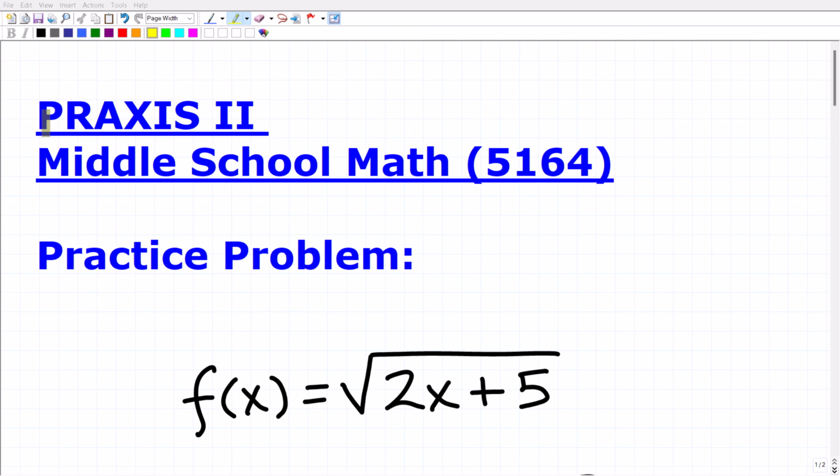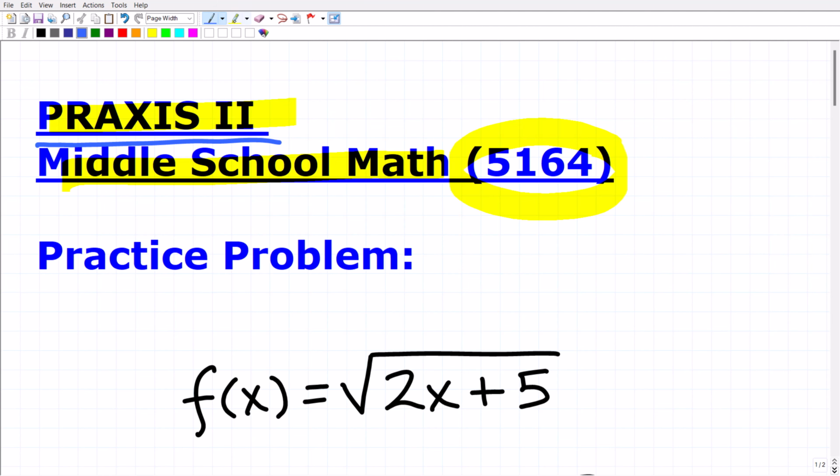Let's talk about the Praxis 2 Middle School Math exam, test code 5164. Now, as a math teacher myself, you really need to prepare for these Praxis exams because a lot of people don't really prepare enough for them and they end up failing and having to take these exams again. So a lot's riding, of course, on passing your Praxis exam, i.e. your certification, so you really want to be fully prepared.